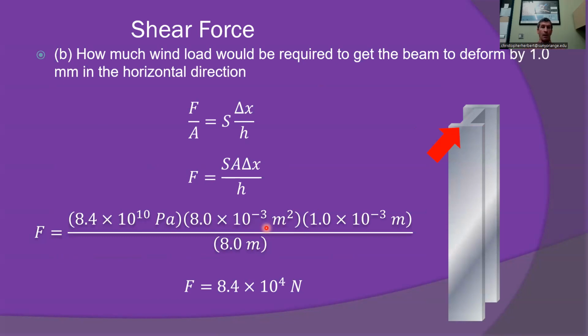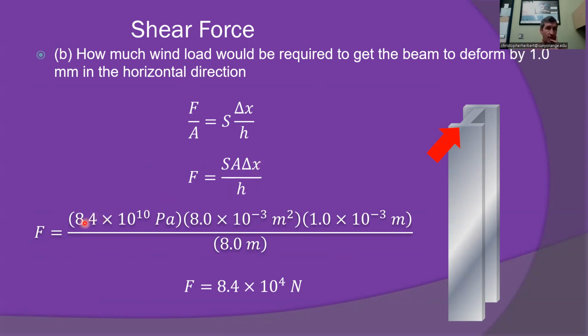So let's do this calculation first. Again, we want to find out the force. The stress is the force divided by the area. So if I multiply both sides by the area, I get my wind load. Okay, so force is equal to the shear stress times the cross-sectional area of the beam times delta x, the change in the horizontal distance, divided by h. H is going to be the height of the beam.